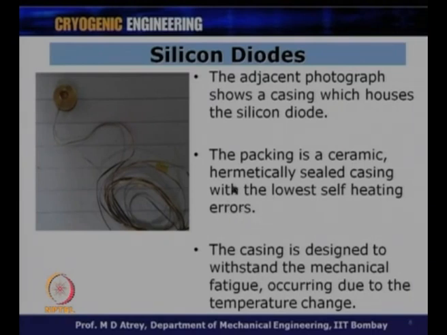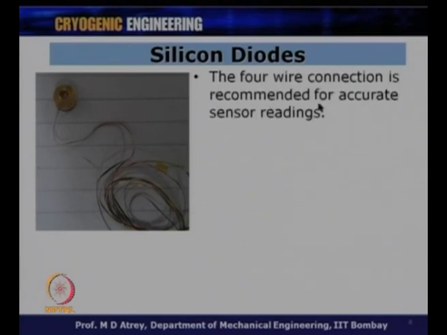Normally, one should not buy the silicon diode alone; one should buy the silicon diode with these casings, so that handling becomes very simple. You are not touching the silicon diode directly, and also the placement of the silicon diode on the surface whose temperature has to be measured can be connected. It can be in good thermal contact with the area whose temperature has to be measured. The 4-wire connection is recommended for accurate sensor reading.